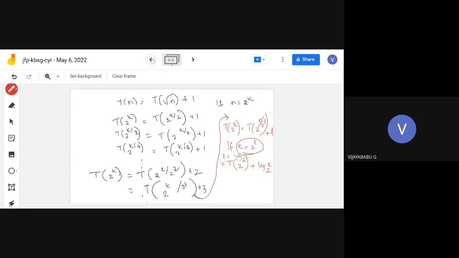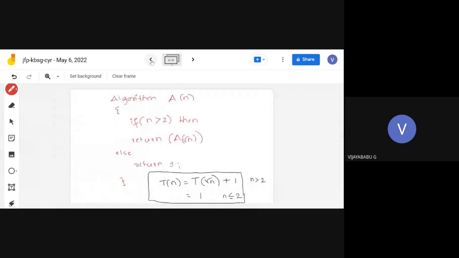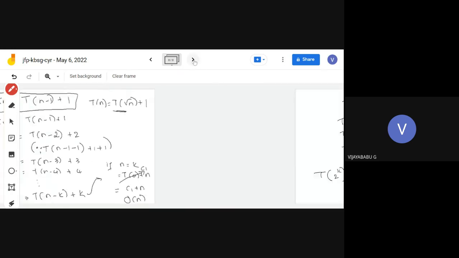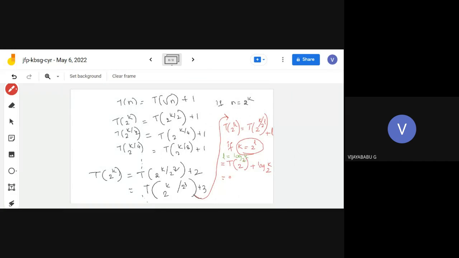And in the previous algorithm, when we consider this algorithm in the previous slide, we mentioned that T of n is equal to 1 if n is less than or equal to 2. So when n is equal to 2 also, the value is 1. So this is 1 itself plus log k to the base 2. Actually, k also we have considered here. So, n is equal to 2 power k.